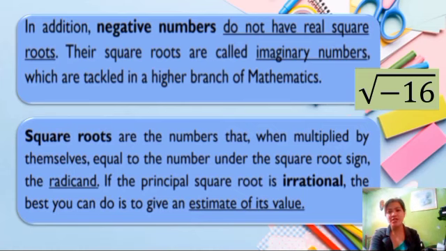Square roots are the numbers that, when multiplied by themselves, equal the number under the square root sign, the radicand. If the principal square root is irrational, the best you can do is to give an estimate of its value.